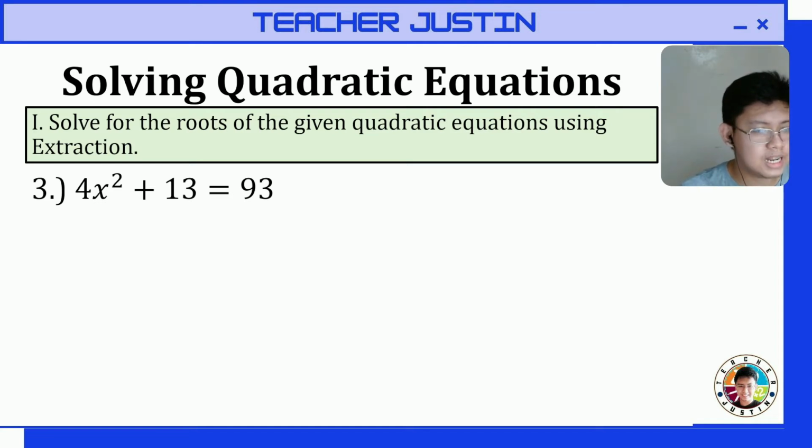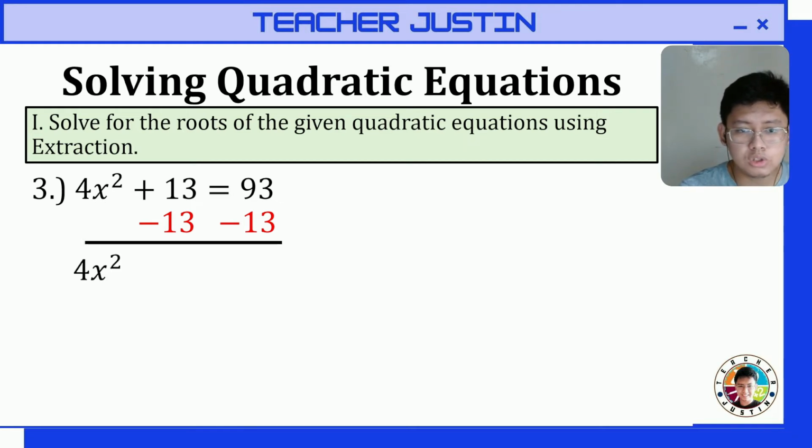So tanggalin muna natin tong si positive 13. So to remove positive 13, we will apply subtraction property of equality, wherein we will subtract both sides by 13. So, subtract natin. That will give us 4x squared. Tapos 13 minus 13, that will give us 0. 93 minus 13, that will give us 80. Okay, so yan yung equation na natin.